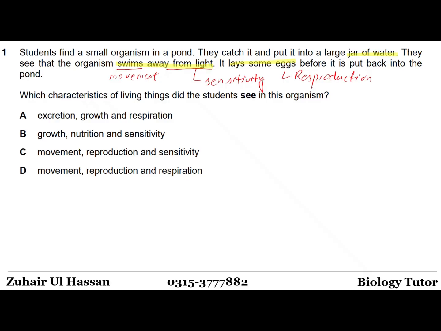Now which characteristic of living organisms did the student see in this organism? So the first option says excretion. No, that's not. Growth, respiration, all of these are not shown by the organism. The second option has only sensitivity. Growth and nutrition are not shown by the organism. Movement, yes, it is shown. Reproduction also shown. Yes, sensitivity also shown. If we talk about option D, respiration is there, but respiration is not shown by the organism, so it is the C, the only option that is the correct one here.